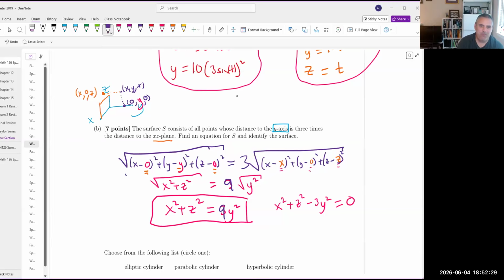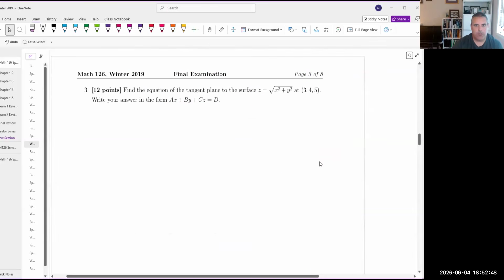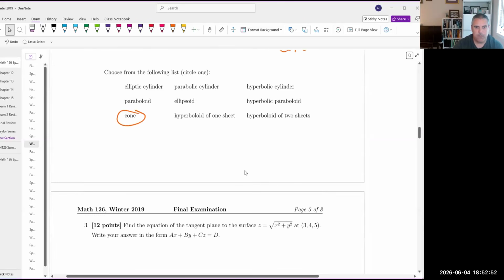It's a cone. It's a cone because this is 0, you get a circle of radius 0. So it is a cone, a circular cone. Oh wait, they gave us options. I made it harder on myself. Okay, so there's a few things. I think at this point I'll accelerate to try to get to question 3.